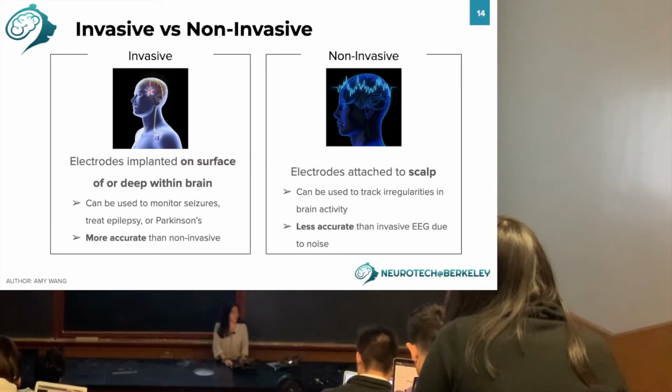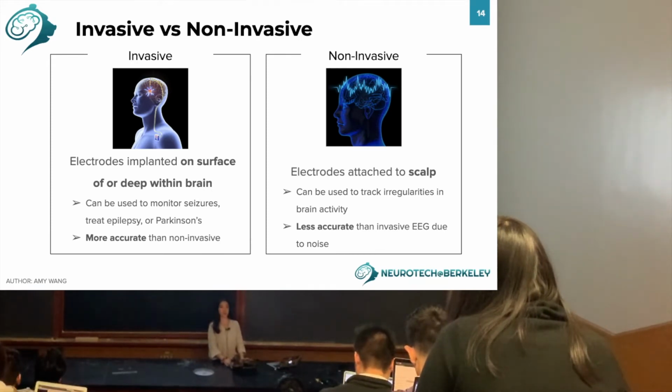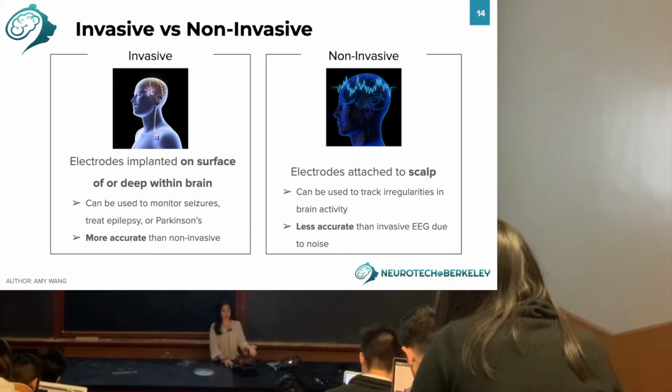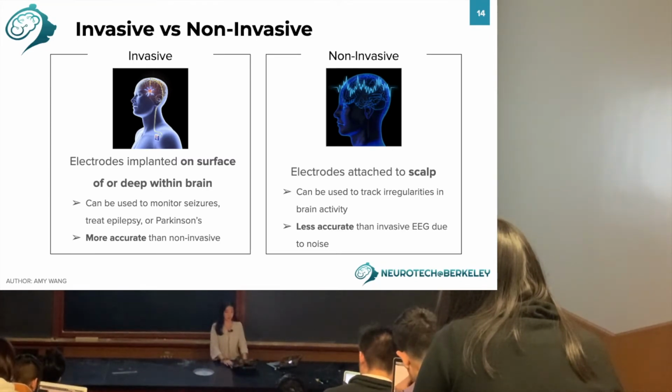Okay, and then there are invasive and non-invasive methods of EEG as well. With invasive methods, the electrodes are implanted on the surface of or deep within your brain. These can be used to monitor seizures or treat epilepsy or Parkinson's. Like the group before described, deep brain stimulation is where electrodes are planted deep into the brain. It stimulates certain regions of the brain, and that provides relief for Parkinson's symptoms like the tremors, etc.